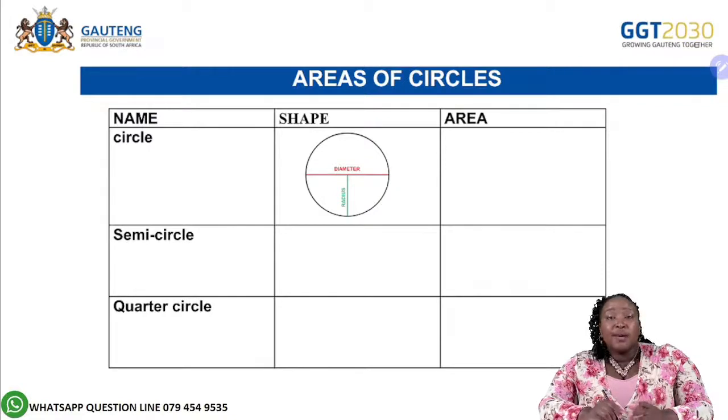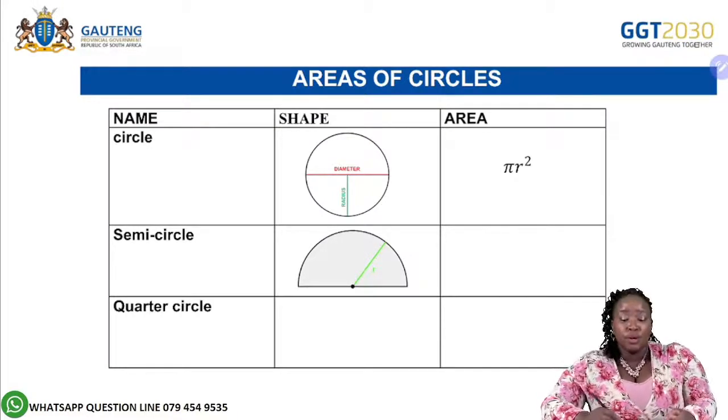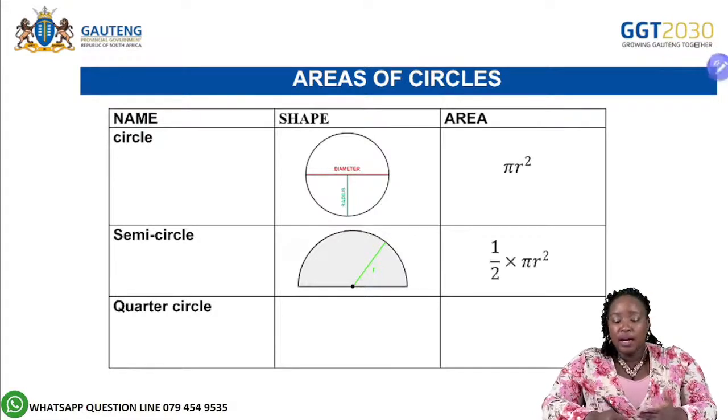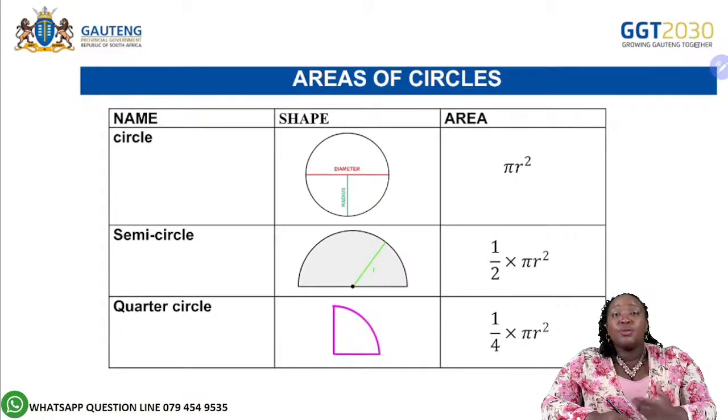Okay, now here the formula is pi r squared when it's a full circle, and then if it's a semicircle, half a circle, we just half the formula for the full circle. So it's half times pi r squared. So it's half of a full circle. And then if it's a quarter circle, we use a quarter of a full circle. So it's 1/4 times pi r squared, right?